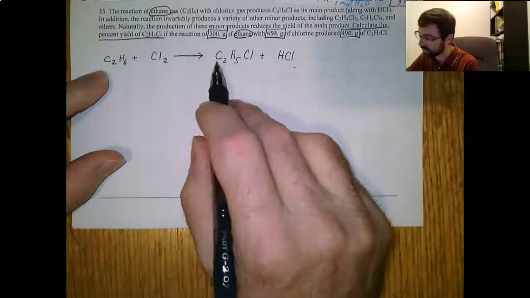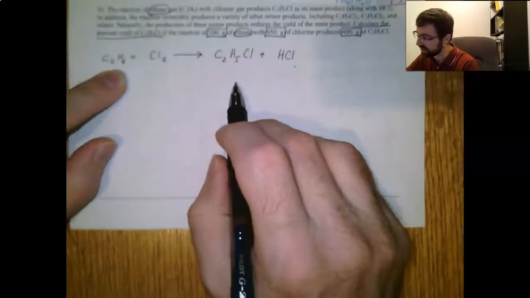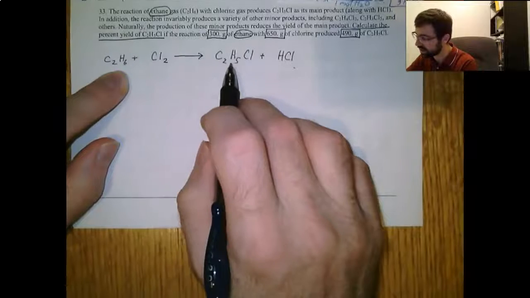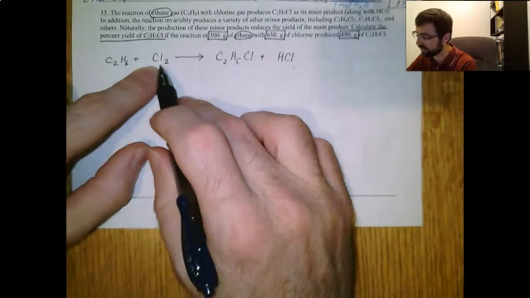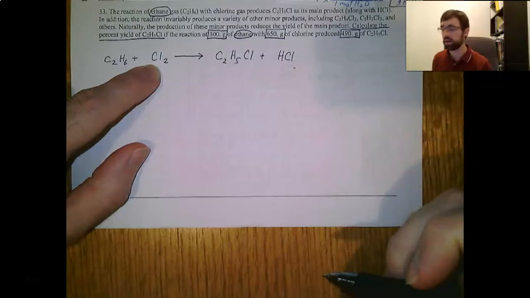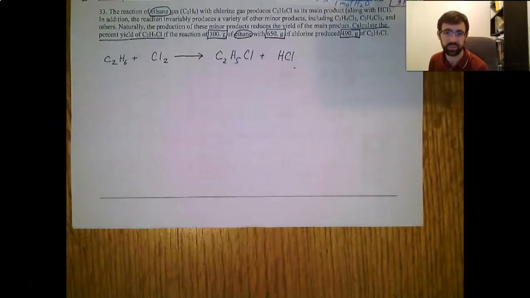Okay, let's check and see if our equation balances. I have 2 carbons. I have 6 hydrogen on this side. Over here I have 5 and then 6. Chlorine, Cl2. I've got 1 chlorine and I've got another chlorine. So it's already balanced. The coefficient for each of these is just going to be 1.